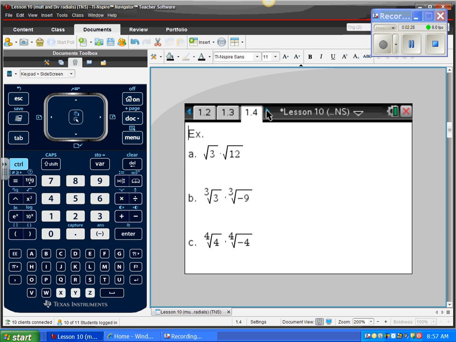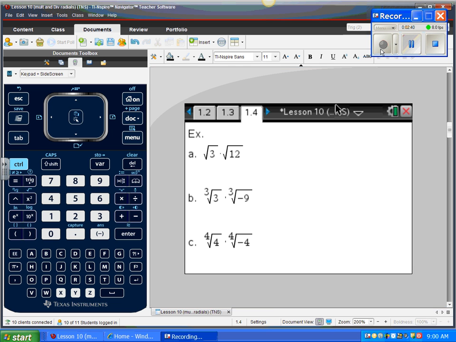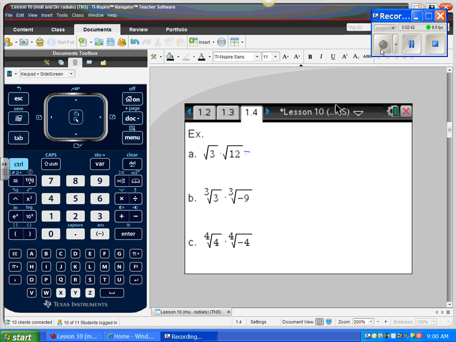Next page. All right, square root of 3, square root of 12. So why don't you guys go ahead and try these 3, and then we'll go over them. So go ahead and give them a shot. We're going to pause here. Okay, so the first one, 3 times 12 gives us 36. Square root of 36 is plus and minus 6, right?